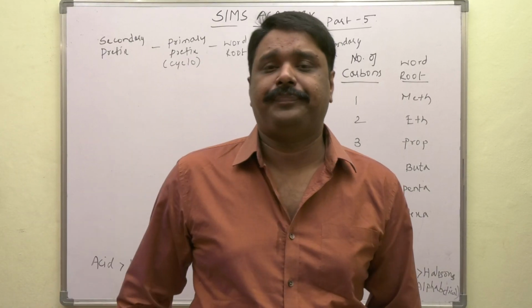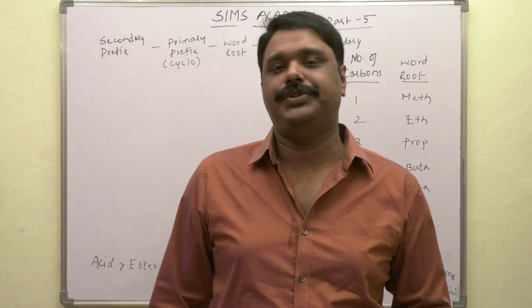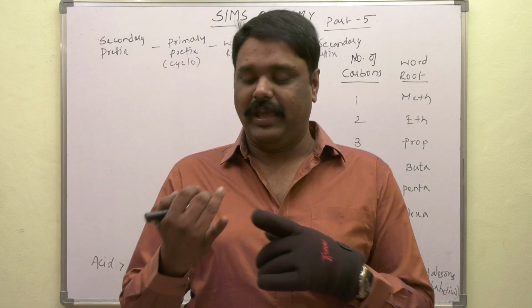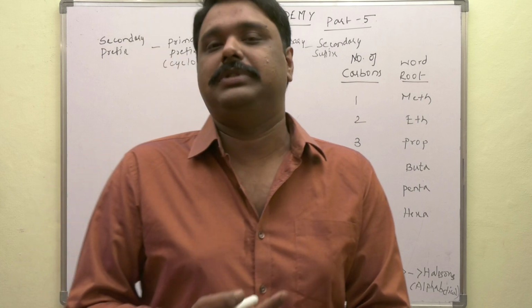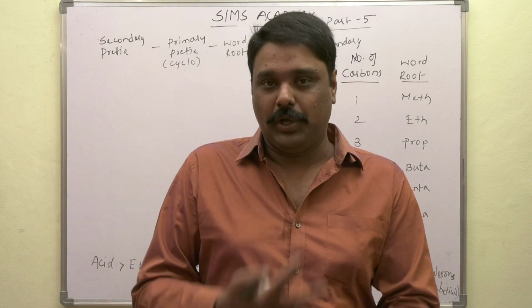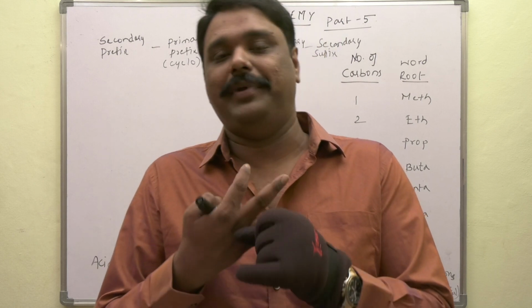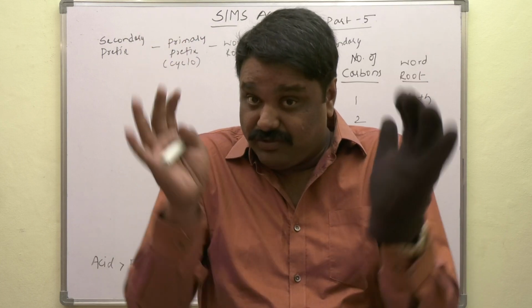Hi viewers. In the last session we have seen the nomenclature of organic compounds in part 4. That means when we have multiple bonds and also multiple functional groups, and we have even seen the order of priority of the functional groups. And in today's session we are going to learn about the nomenclature of the cyclic compounds, how we mention their names.